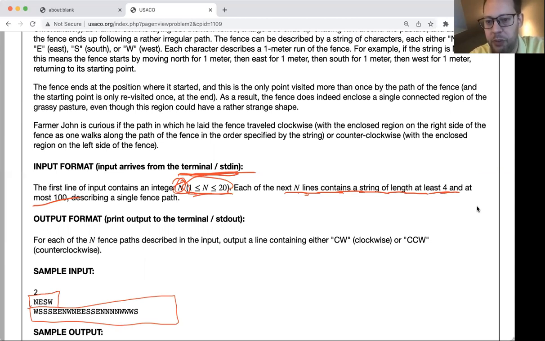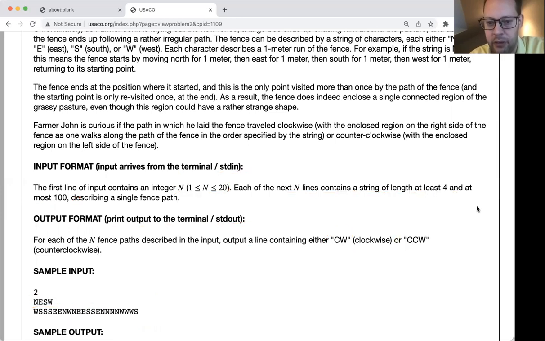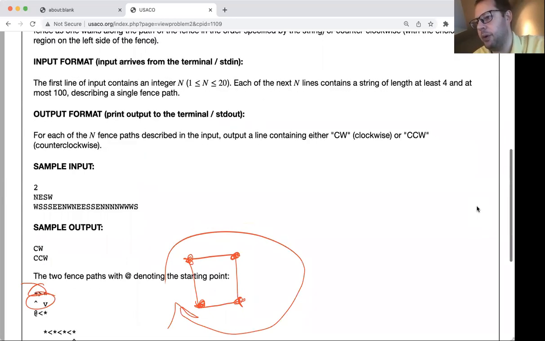The output format is just printed to the console, so you can just print or output or cout or whatever. For each of the n fence paths described in the input, output a line containing either CW for clockwise or CCW for counterclockwise. All right, so let's look at these two fence examples. So I got 2 examples. Here's the first one. First one, we went north, we went east, we went south, and we went west. That clearly was clockwise. So the first output is clockwise.